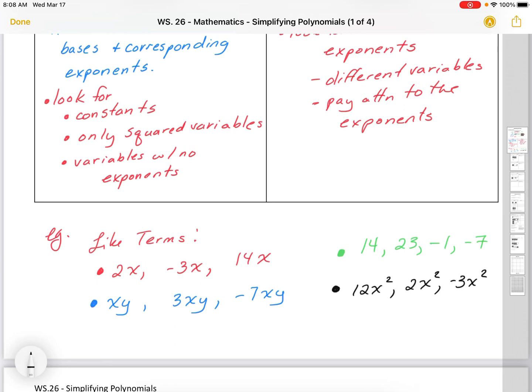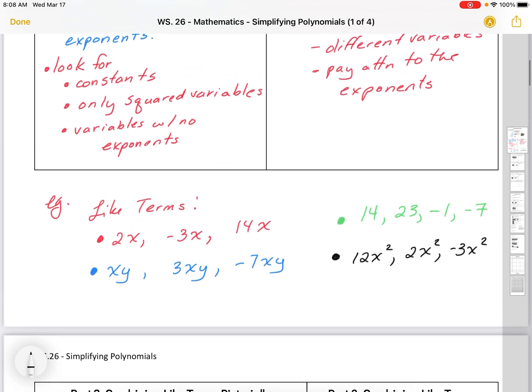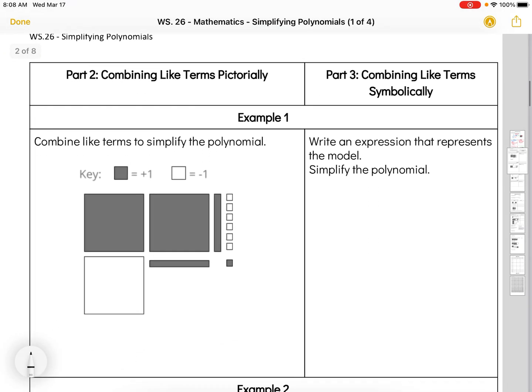Okay, so the different colors identify what they are. And what that means is they're all the same size and shape. If I change the value for x in one, I'd have to change the value of x for all of them. Okay, and I can combine them. So we can combine like terms. Now we're going to look at combining pictorially and symbolically.